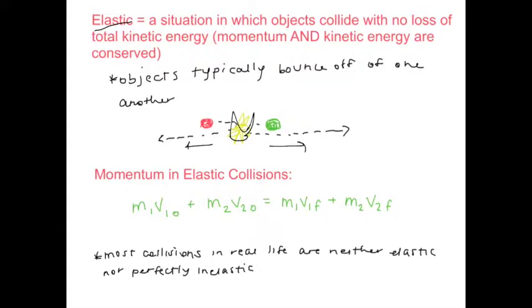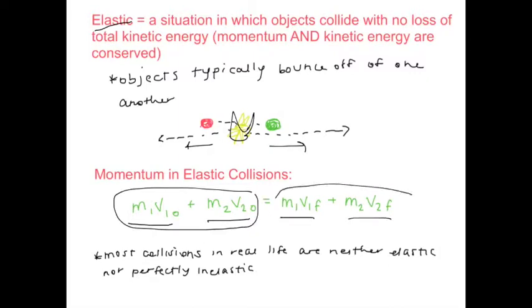So the way momentum works in elastic collisions, we have this initial momentum of the first object plus initial momentum of the second object, and then this sum will be equal to the final momentum of the first and the second object combined. This time the masses are not stuck together like they are in inelastic collisions. In most collisions in real life, it's important to note, are neither elastic nor perfectly inelastic. These are just situations we'll use for the sake of a few problems coming up.